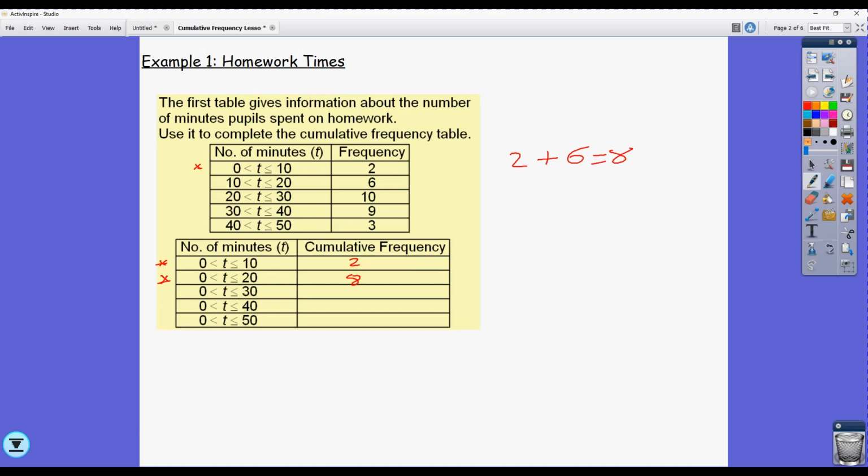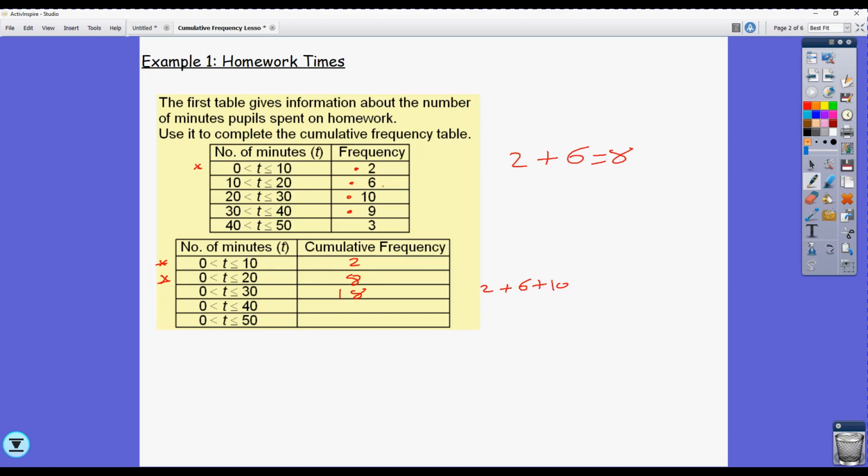And then between 0 and 30, that's going to include all of the pupils between 0 and 10, all of the pupils between 10 and 20, and all of the pupils between 20 and 30. So we would need to do 2 plus 6 plus 10, which is just going to be 18. And then next, between 0 and 40, we're going to need to include the 2, the 6, the 10, and then the 9. So basically, what we're doing is a running total.